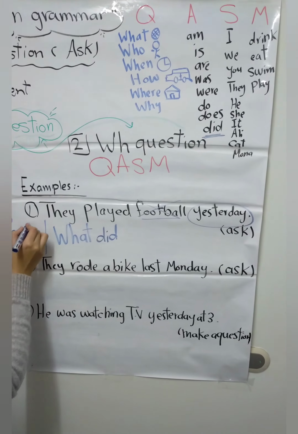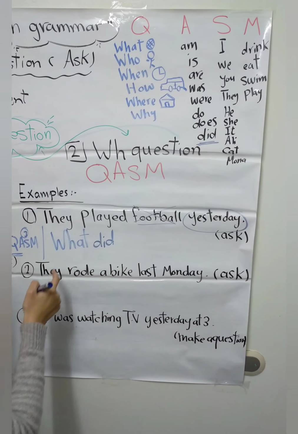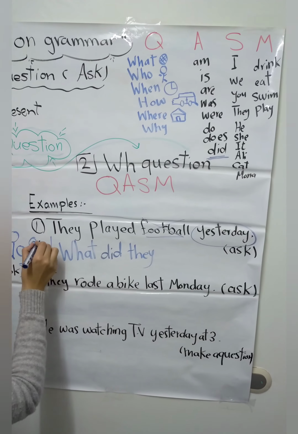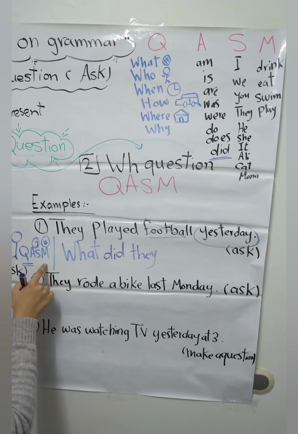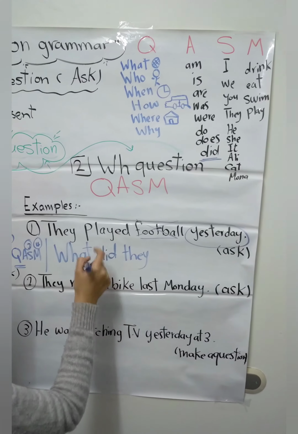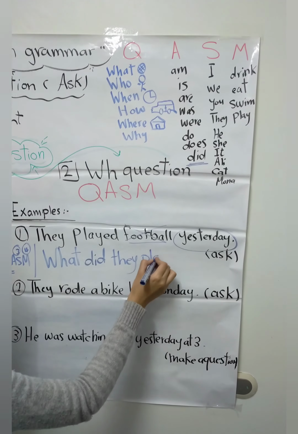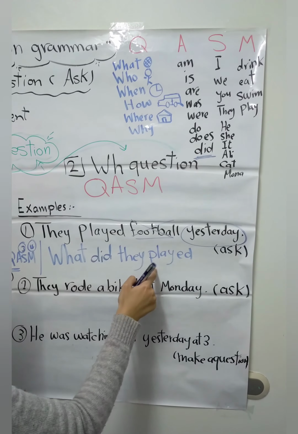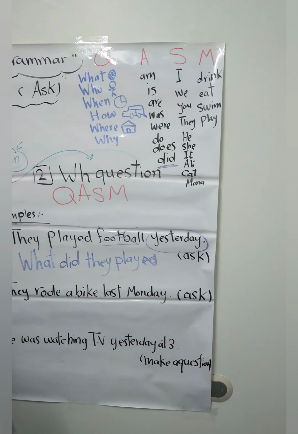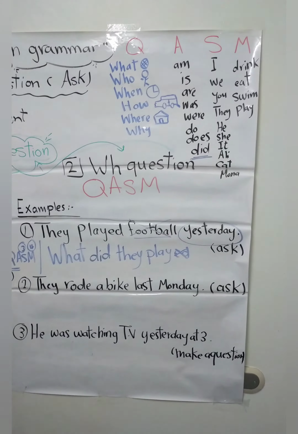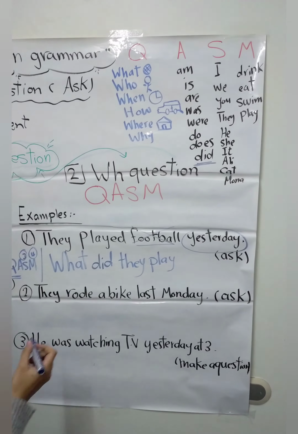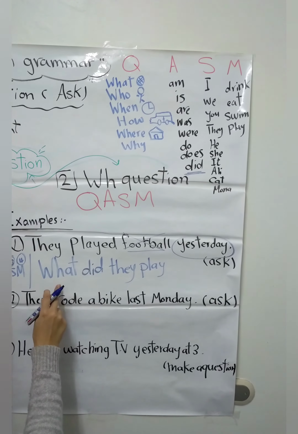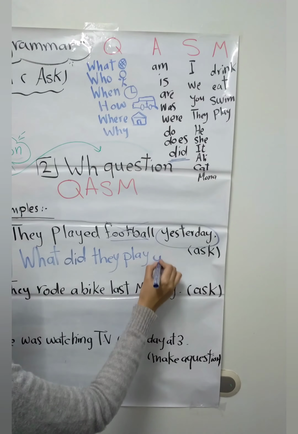Okay, number 3, subject. Where is the subject? They. Where did they? And number 4 from Qasim, main verb. Where is the main verb? Play. And here after did, do we put the verb played? No. After did we put the verb in infinitive without anything. We don't add ed. In infinitive we don't add anything. D, no. Ed, no. Ied, no. So what did they play yesterday?